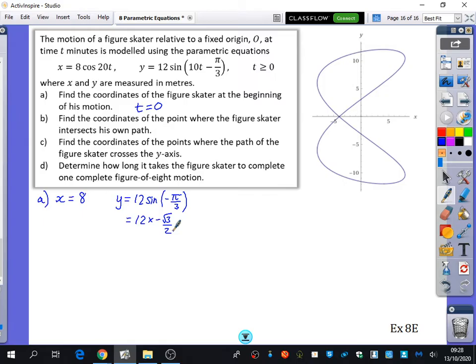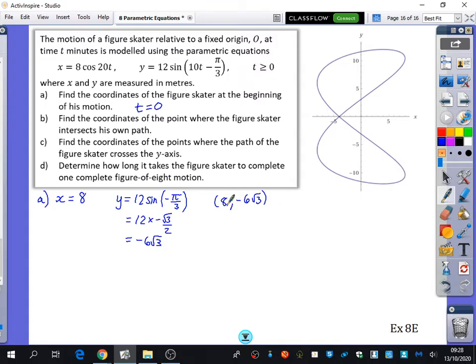The way that Shahan thought that is he knows that sine of pi over 3 is sine of 60. And I'm guessing I remember sine 30 as a half, so I knew it was the other one, which is root 3 over 2. And because it was a negative, you can either think of the graph or you can think of the cast diagram. We knew that this had to be negative. So you get minus 6 root 3. So the coordinates where the figure skater is at the beginning are, not x, sorry, 8 and minus 6 root 3.